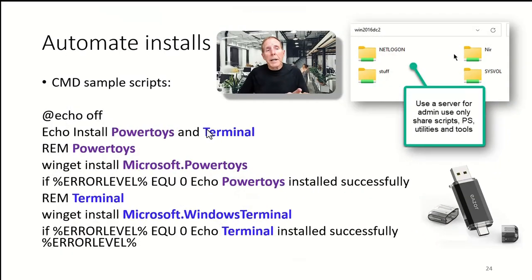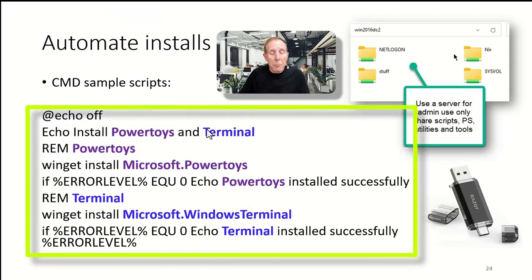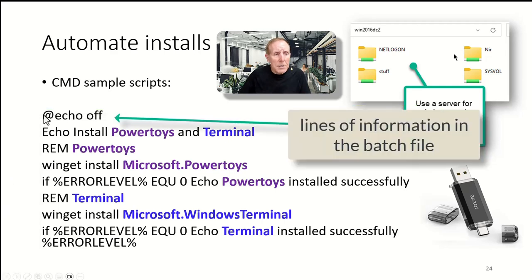Let's take a look at a sample command line script or batch file that you can quickly write. Follow the steps shown in this batch file, and you can automate as many installations as you want. This is simply a batch file, and a lot of this information, like the echo off, echo install, is just information in the batch file.